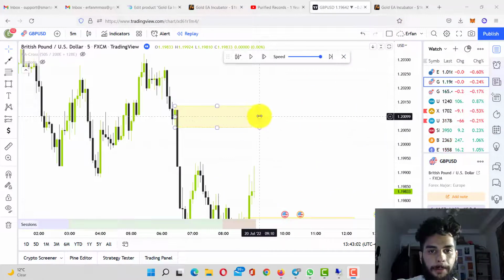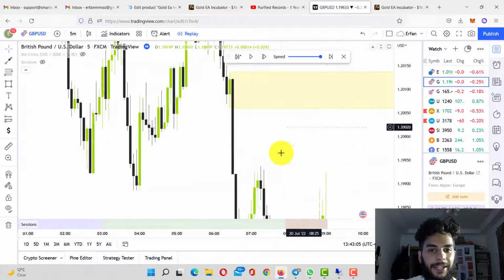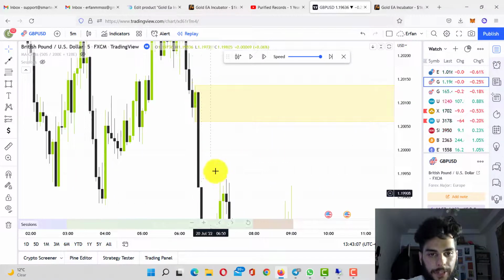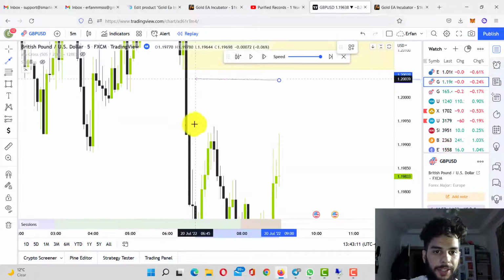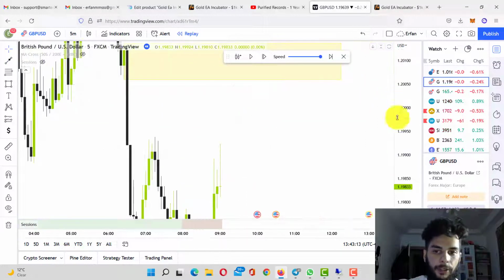This one is a high probability supply zone. The reason is that it's the last bullish candle, and this is the first candle that got out of the zone. Again, the next candle after that never tapped into the zone, so there's a gap in between. This gap makes this zone a high probability demand zone.